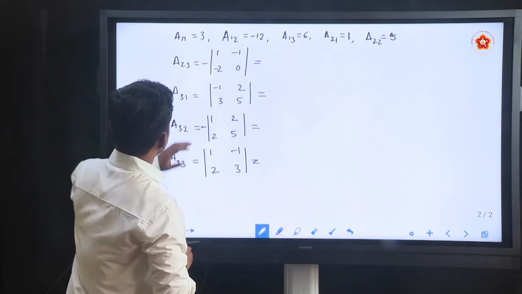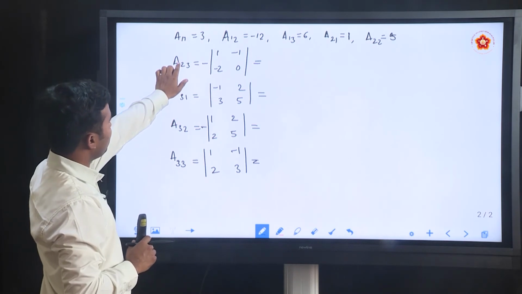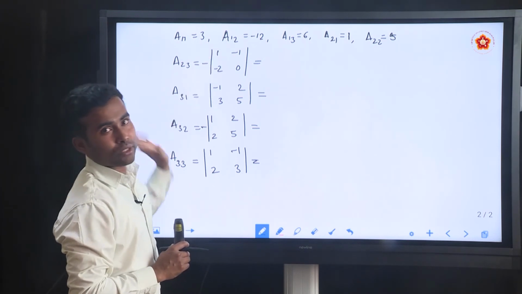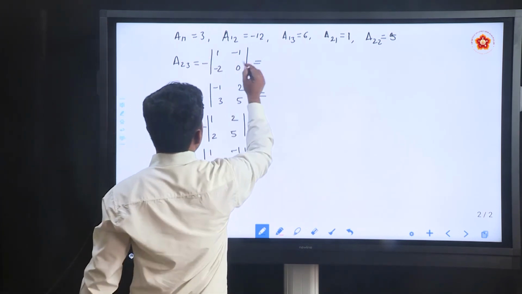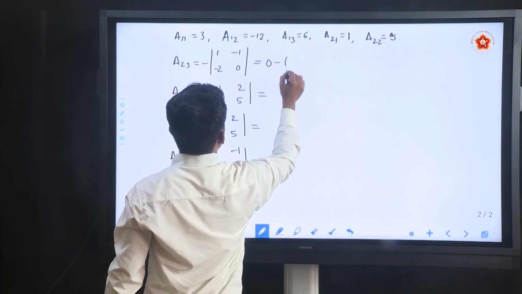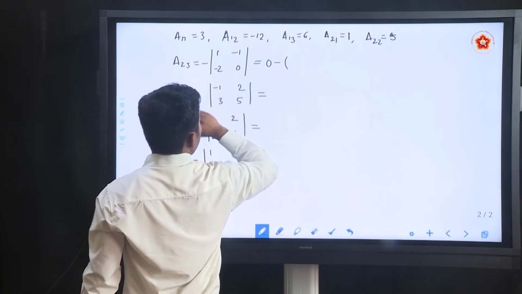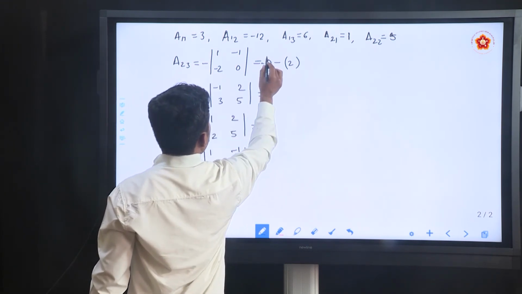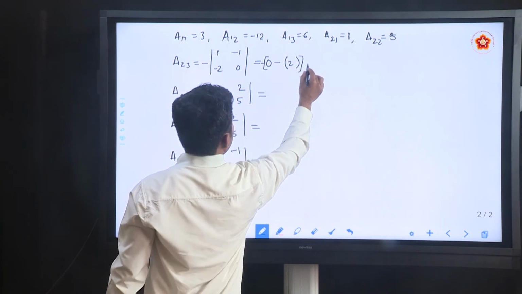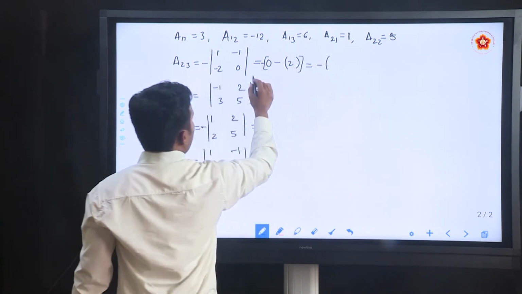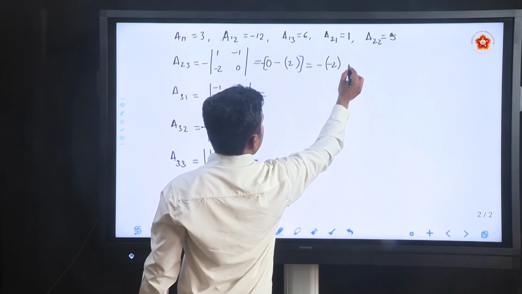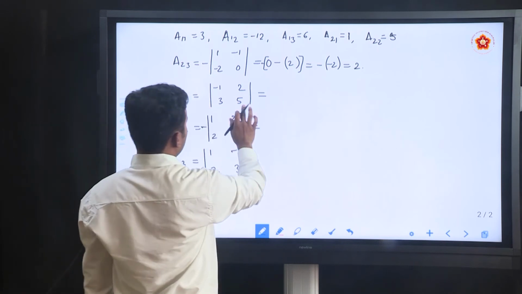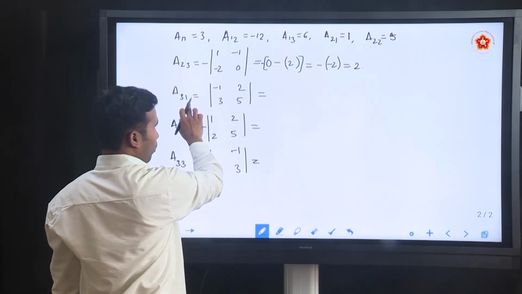What you can do is, in the given matrix, you delete the second row and third column, and whatever the rest of the elements, you take the determinant of those elements. Okay. So 1 into 0 is 0, minus 1 into minus 2 is 2, and already minus is there. You put down that. Minus of minus 2 equal to 2. So we got A23 as 2, and A31: 3 plus 1, 4, minus 1 to the power 4 is plus 1.